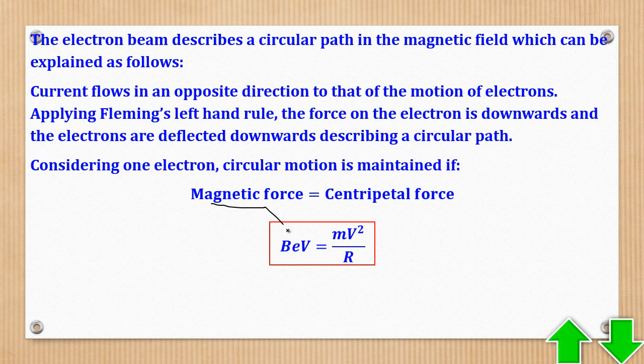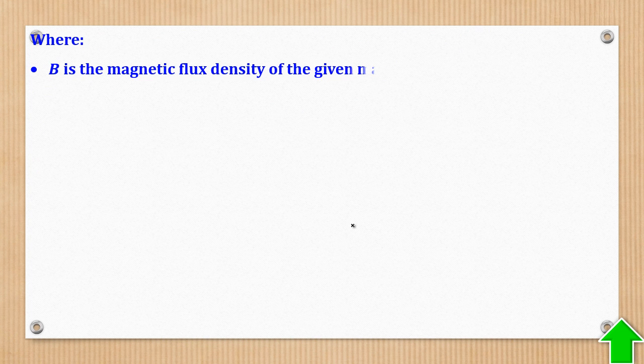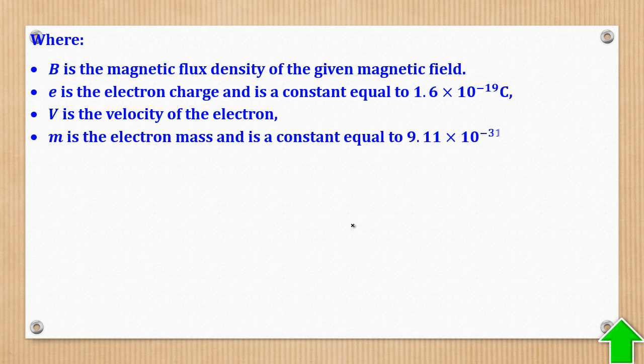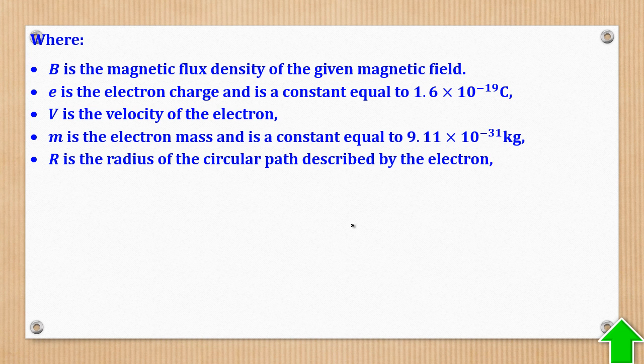And magnetic force, we already saw that it's given by BeV. Now we are not adding sin theta there because of the condition we wrote at the start. We talked about perpendicular. So here we shall just say BeV is equal to the necessary centripetal force. Where B is the magnetic flux density of the given field, e is the electronic charge and is constant, v is the drift velocity of the electron, m is the electron mass and is a constant, r is the radius of the circular path described by the electron.